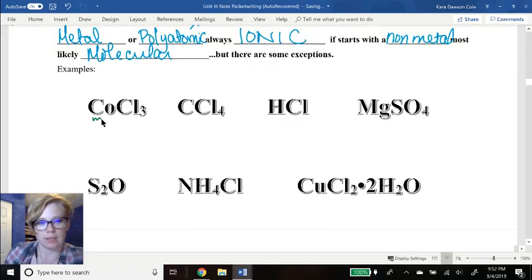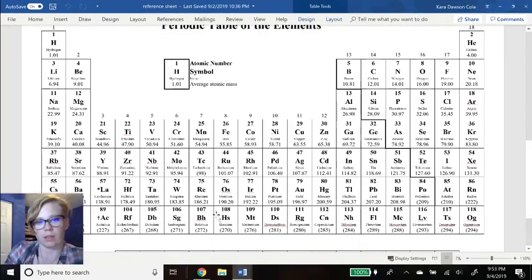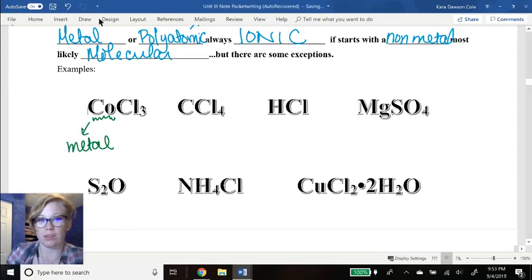I've got Co, so C, lowercase o. Let's go to my periodic table and see if I can find Co. It's right here, number 27 on the periodic table. This would be considered a transition metal. So this is a metal, and I know if I start with a metal, then it's definitely ionic.